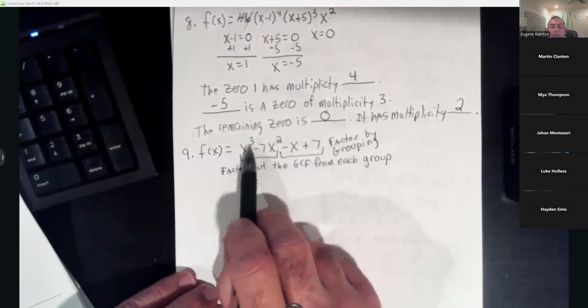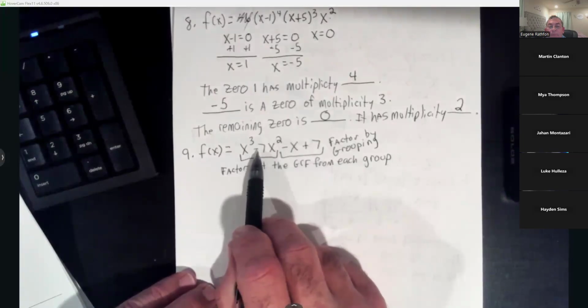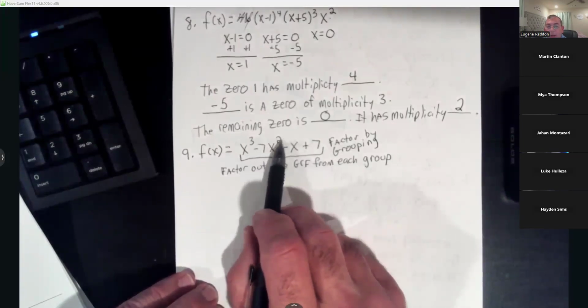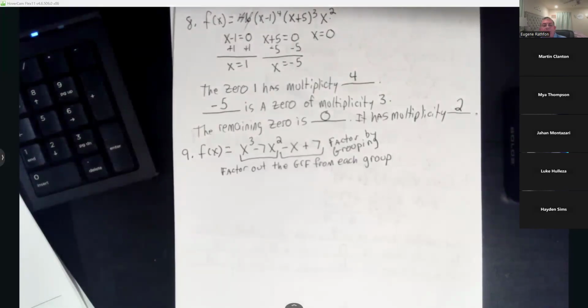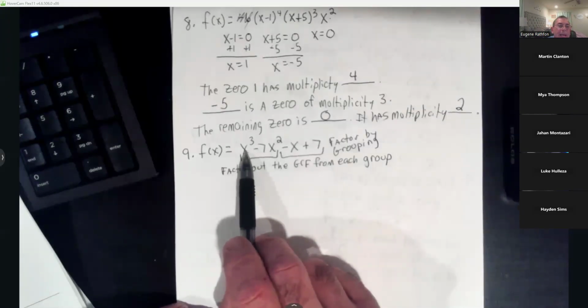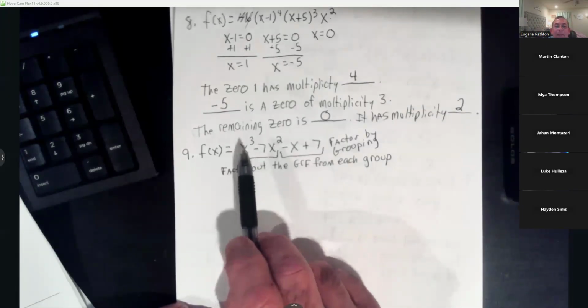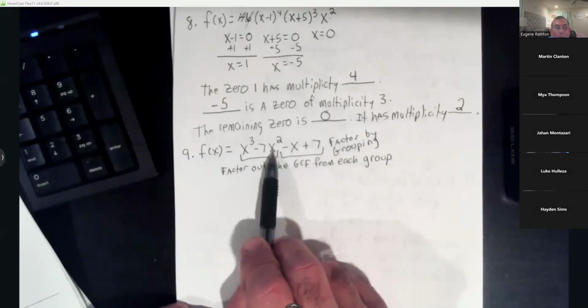Okay, so first I got an x cubed and a minus 7x squared. So the greatest common factor is the largest factor that would be common between the x cubed and the x squared. So it's not going to be a number because all you got is a 1 in front of the x cubed and a -7 in front of the x squared. Now, Maya, you are definitely close. But this one has 3 x's and this one has 2 x's.